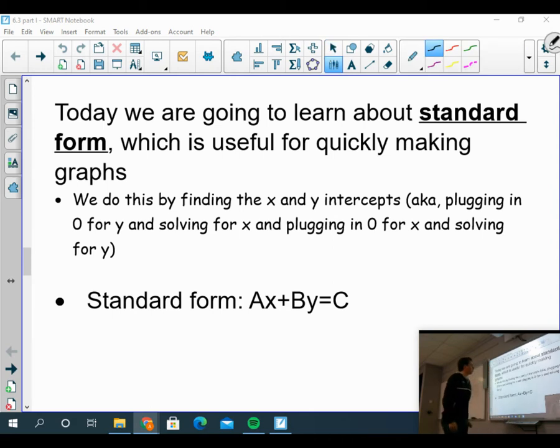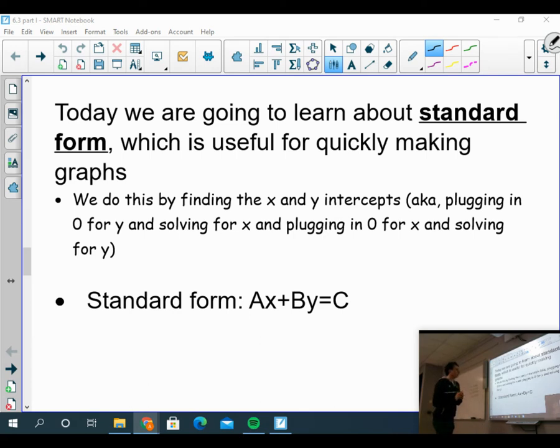So what do we need standard form for? Well, standard form is useful for quickly making graphs. Okay, we are going to quickly make graphs, and we're going to do this by finding the x and the y intercepts. Definitely make sure you have the 2 bullet points written down. We want to find the x and the y intercepts. Okay, plugging in 0 for y and solving for x, and plugging in 0 for x and solving for y.